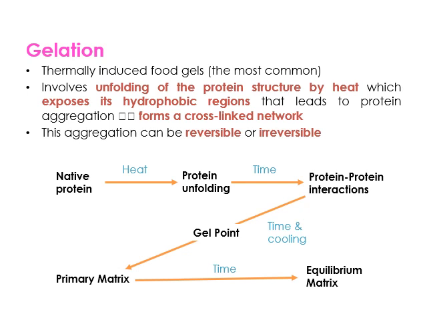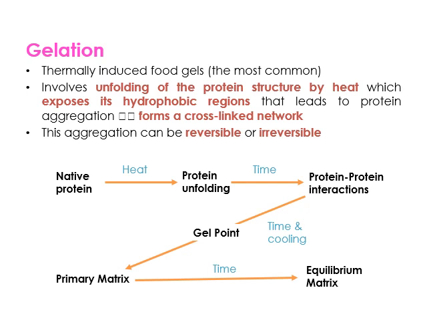Normally in food, gelation is formed through thermal processing. Okay, this is the most common. What happens is that the protein structure will be unfolded by heating, and this will expose its hydrophobic region, and this will cause the protein to aggregate, because then they form this cross-link network. This aggregation can either be reversible or irreversible.